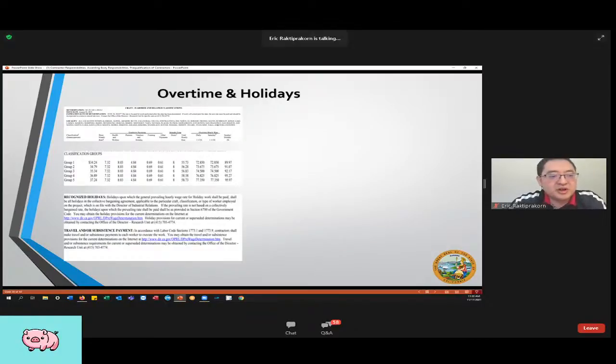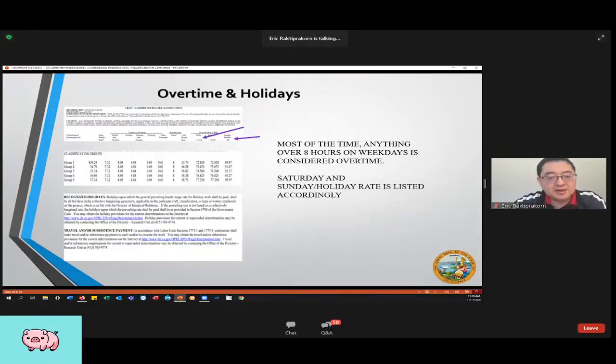So this is a brief cover of overtime and holidays. Overtime and holiday requirements can vary from craft to craft. You'll want to be mindful of the distributions, provisions, and footnotes on a determination. In general, most anything over 8 hours on weekdays is considered overtime. Saturday and Sunday holiday rate is listed accordingly. Next slide, please.